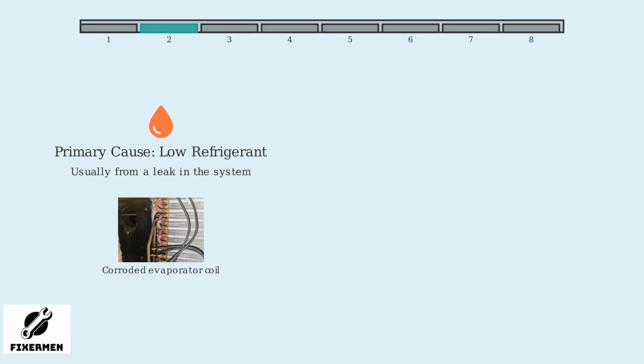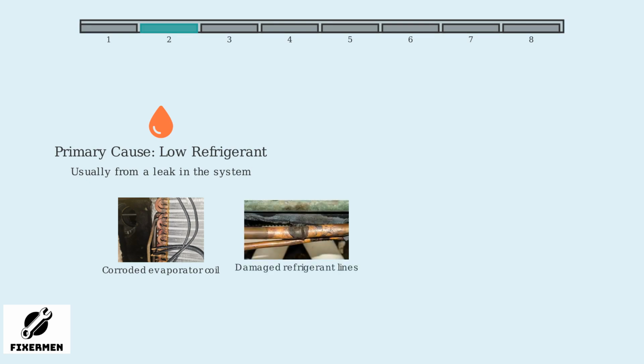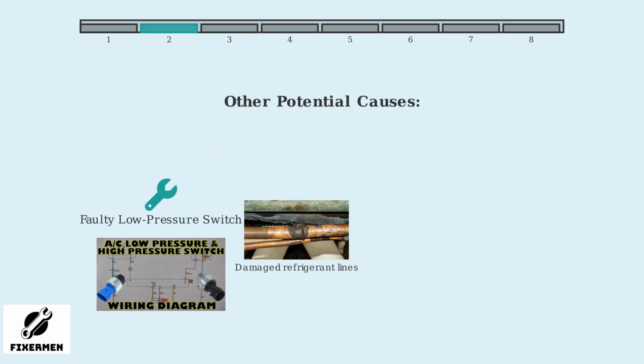These leaks often occur in the evaporator coils, where the coil's copper tubing can corrode over time, especially in humid environments. Leaks can also develop in the refrigerant lines or at connection points, often due to vibration, improper installation, or corrosion at joints. Beyond leaks, a faulty low-pressure switch itself can trigger the error.